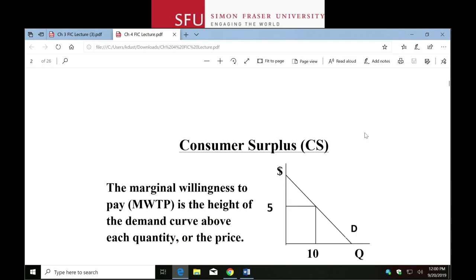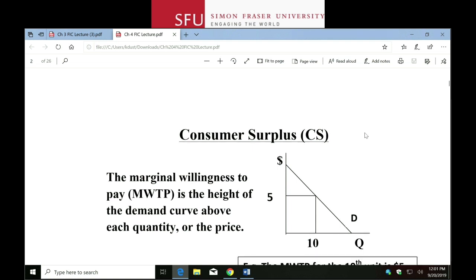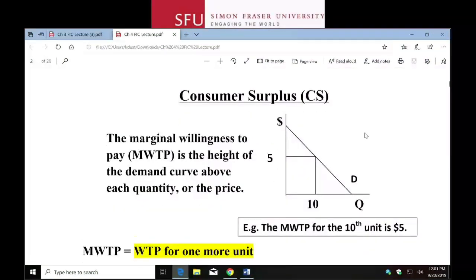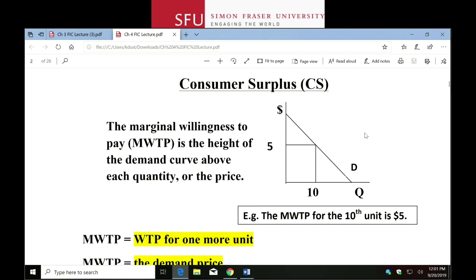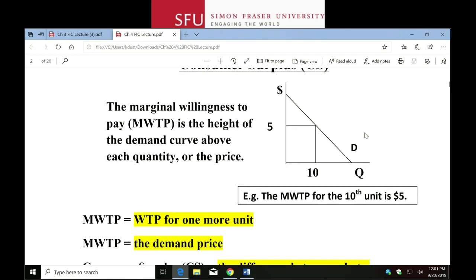Okay, marginal willingness to pay. Marginal means per unit, so it is the willingness to pay for one more unit. We can also say that this is the demand price, or the price at which you would buy that unit.